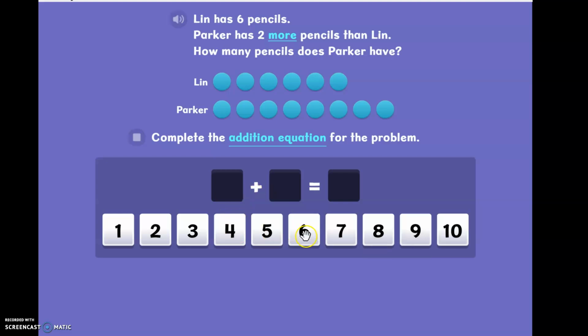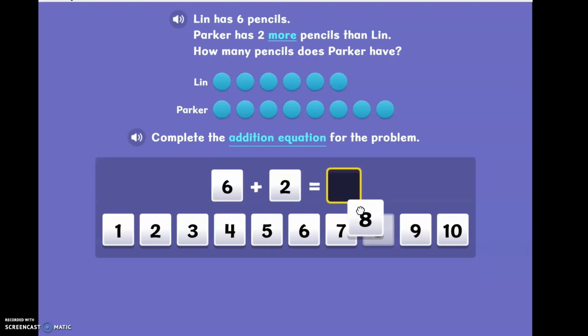Okay, complete the addition equation for the Lynn problem. Lynn had 6 pencils. Parker had 2 more pencils than Lynn. And that gave us 8. You made the connection.